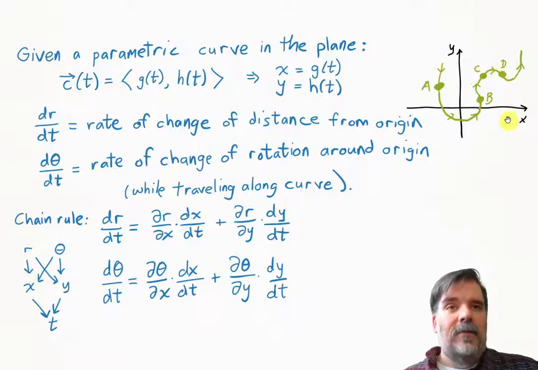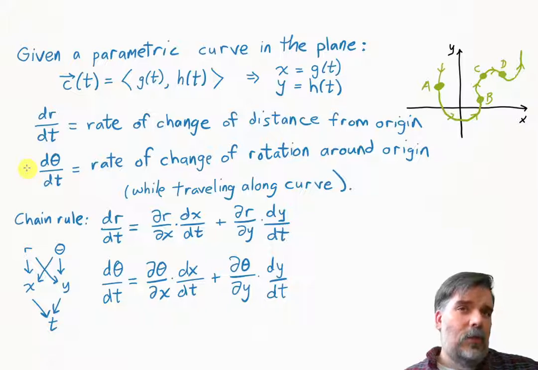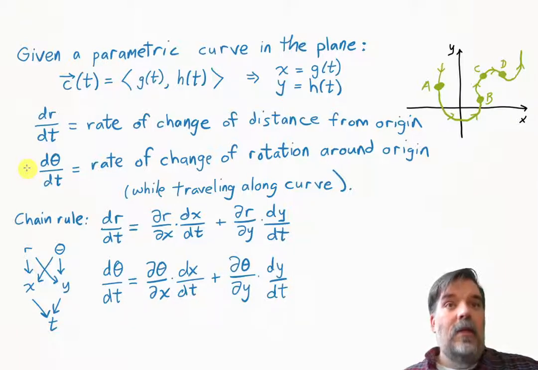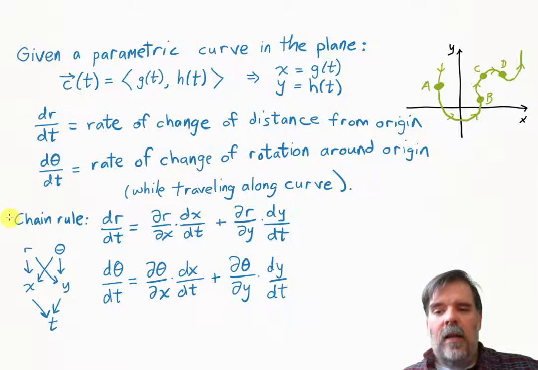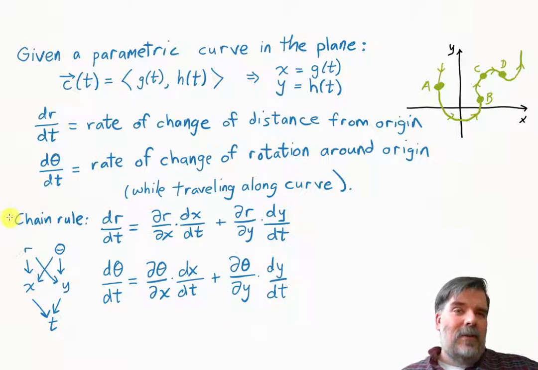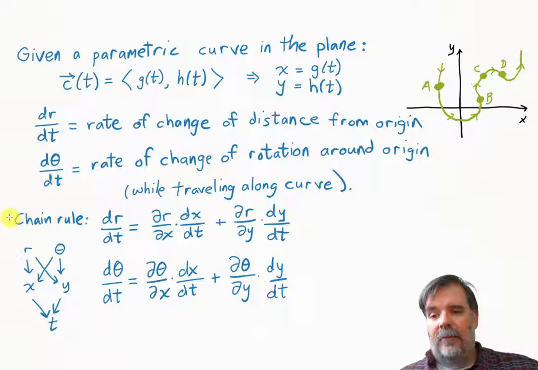That's the opposite of the standard direction. So here, d theta dt would be negative. And so these two derivatives are describing different kinds of motion around the origin. Now, how could you calculate these, especially if you just have a function in terms of x and y?